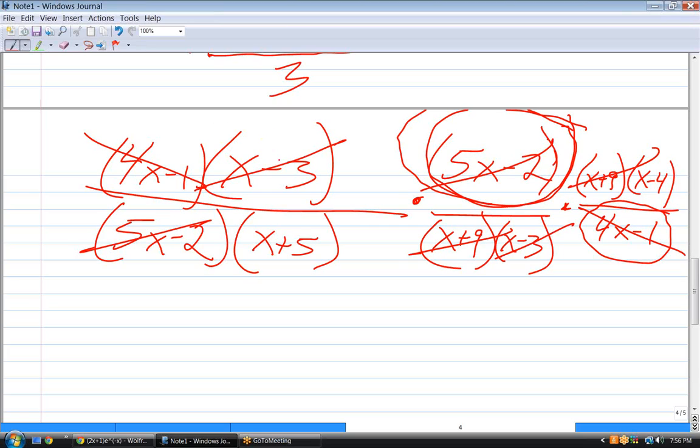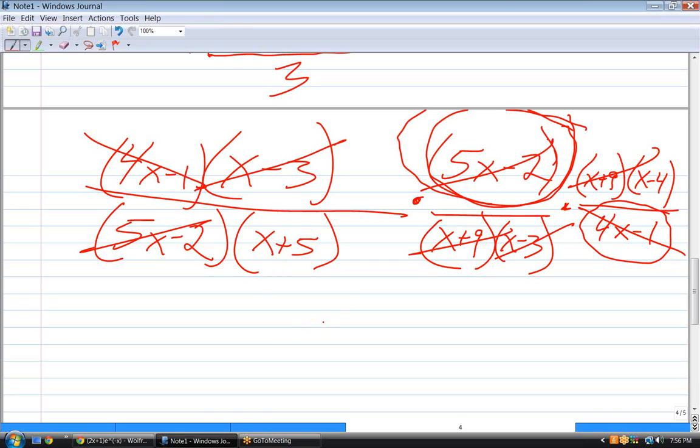In other words, if I would have had... and it doesn't work in reverse. It's got to be when they're only being subtracted. If I had a 5 plus x in the numerator, yeah, I could cancel those. They're the same thing, x plus 5 and 5 plus x.